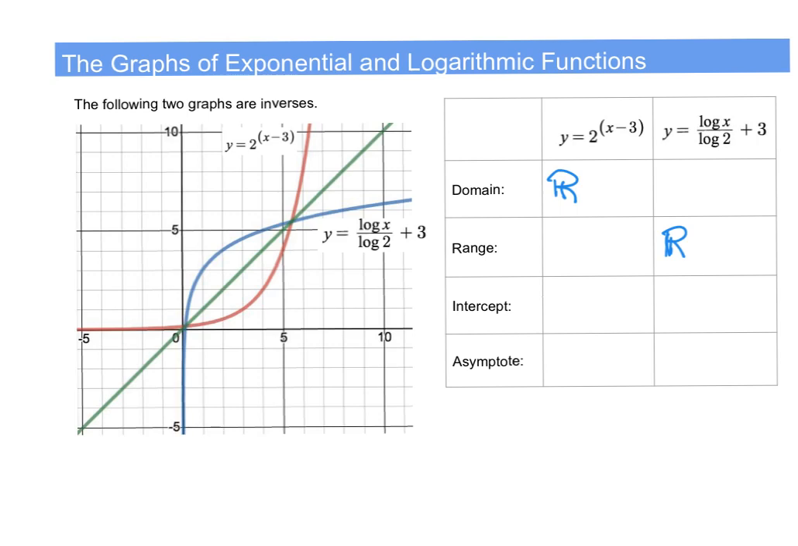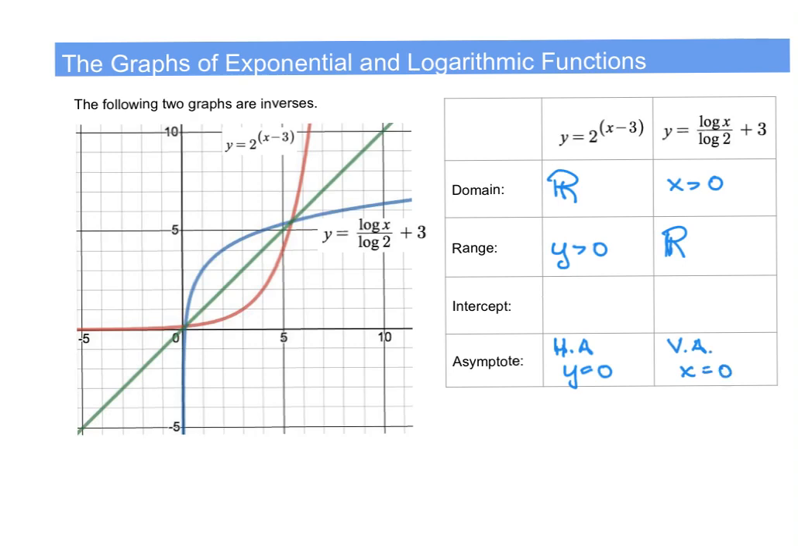The range of my exponential graph is, it hasn't shifted up or down, so it's only shifted side to side. So my range is going to be y is greater than 0, which means I have a horizontal asymptote at y equals 0. The domain of the log graph is going to be x is greater than 0, which means I have a vertical asymptote at x equals 0.